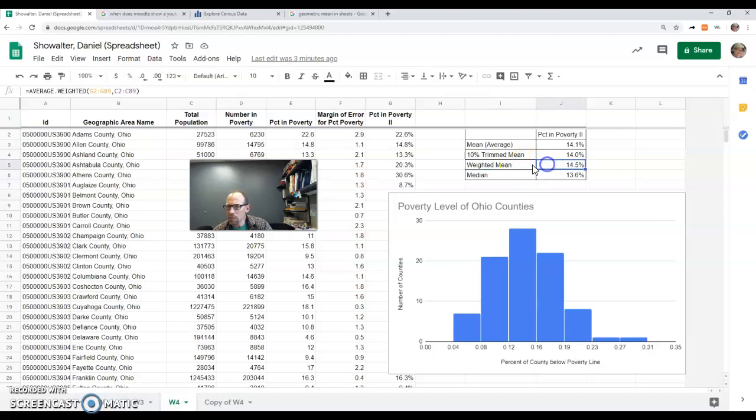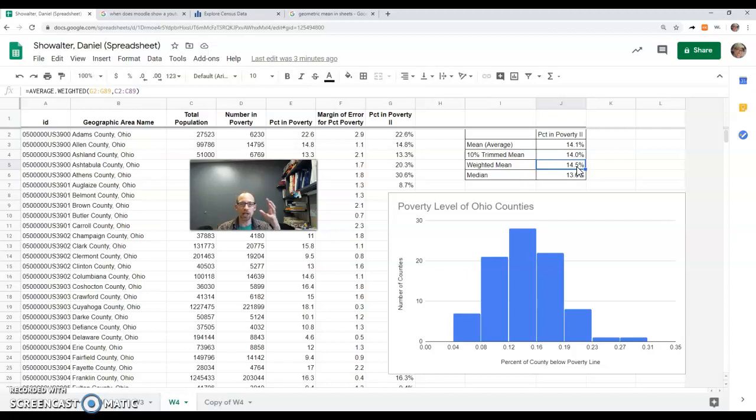So what's the weighted mean good for? Well, of those four measures of center, I would probably prefer that above anything else, because it tells me what the overall population poverty rate in Ohio is. If I add up the total number in poverty, which is about 1.6 million here, and then add up the total population of Ohio, which is about 11.3 million, and divide those two numbers, the weighted mean is what I would get.